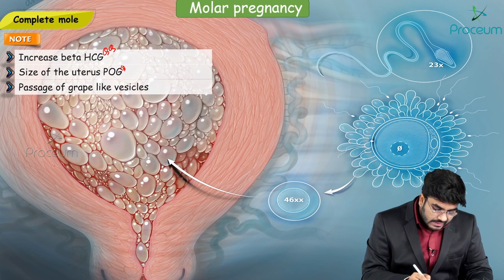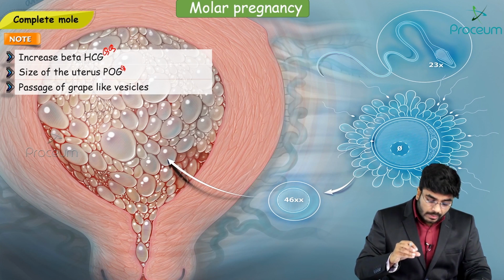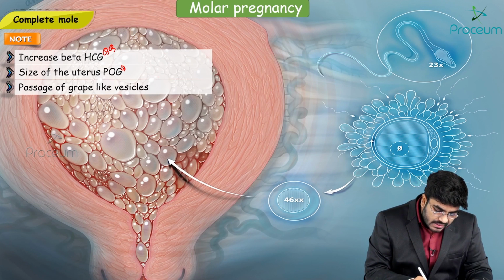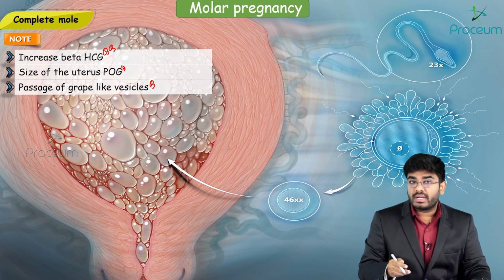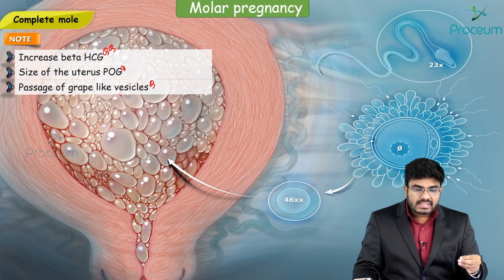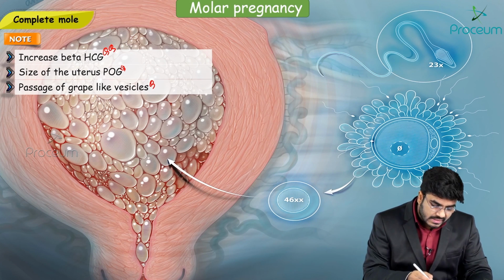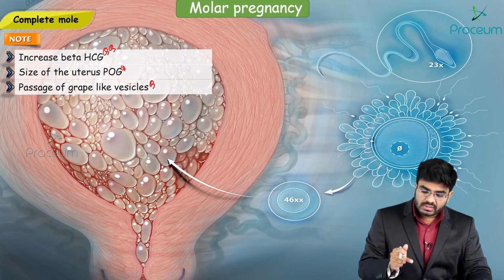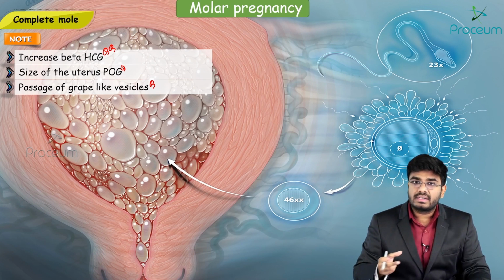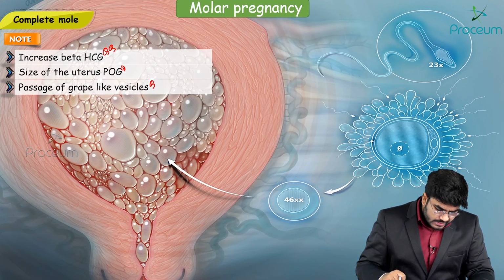Now, these fluid filled vesicles will be coming out of the vagina. So passage of grape-like vesicles can be seen. It's a clinical feature. Now, if a female says, I'm having this prune juice like discharge, I'm having clusters of grape-like discharge, you should be thinking about a complete mole. Grape-like discharge, prune juice like discharge coming out of the vagina. So yes, this can be seen.